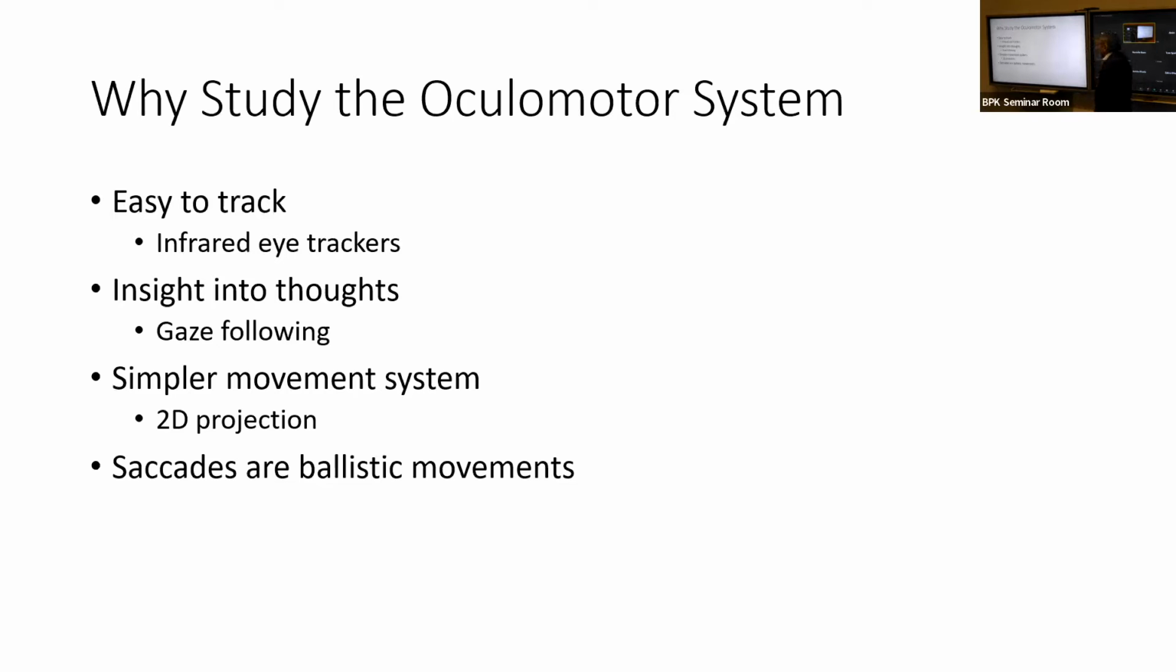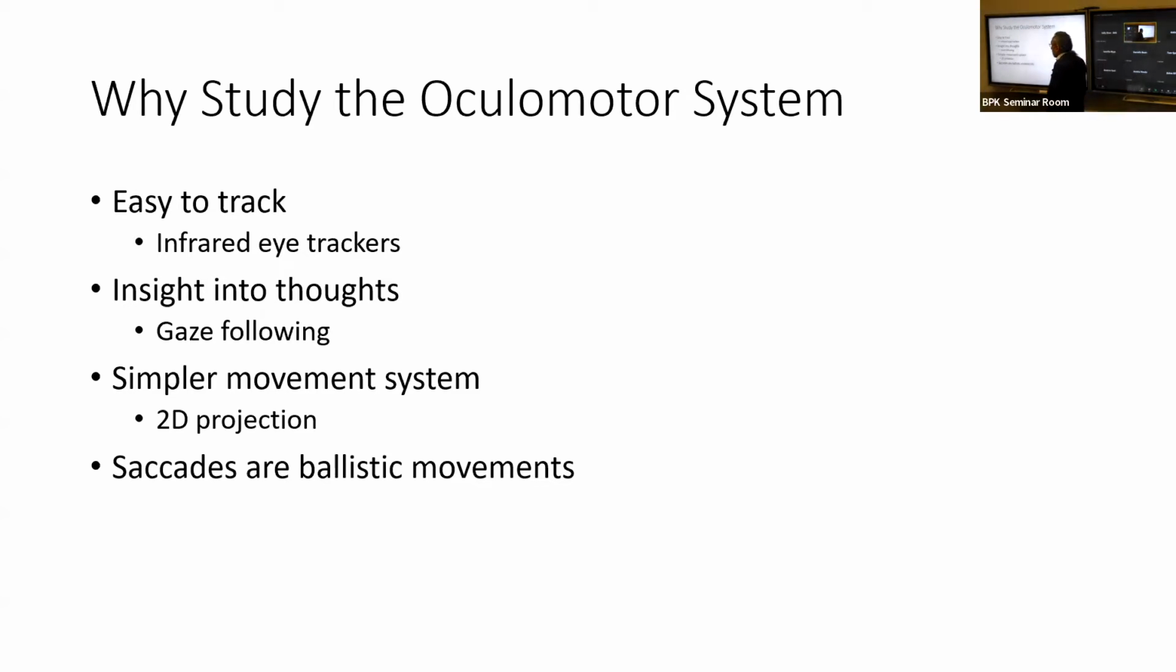Why do we study the oculomotor system? Just in case people are more familiar with other systems. Eye trackers are everywhere. Your phone's got one. Your laptops have them. Anything that's a camera these days can track your eyes. There are insights into thoughts. If I stare at something long enough, you have an urge to stare at where I'm looking, right? If I look interested when I'm talking to you, you know I'm interested. If I look bored, you know I'm bored. We use eyes and gaze to understand what other people are thinking.